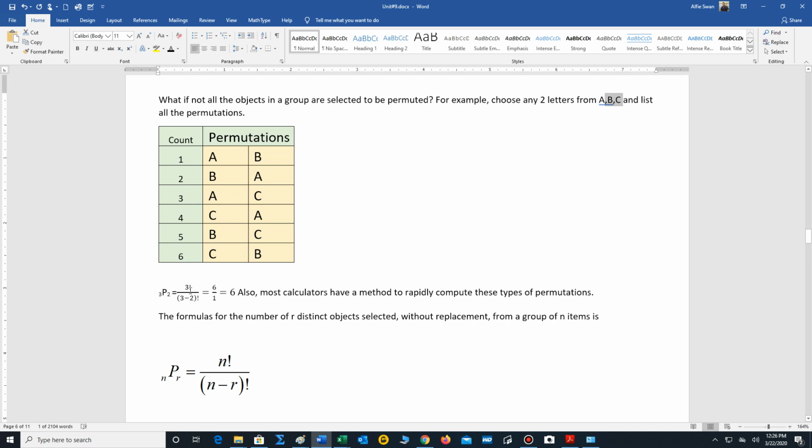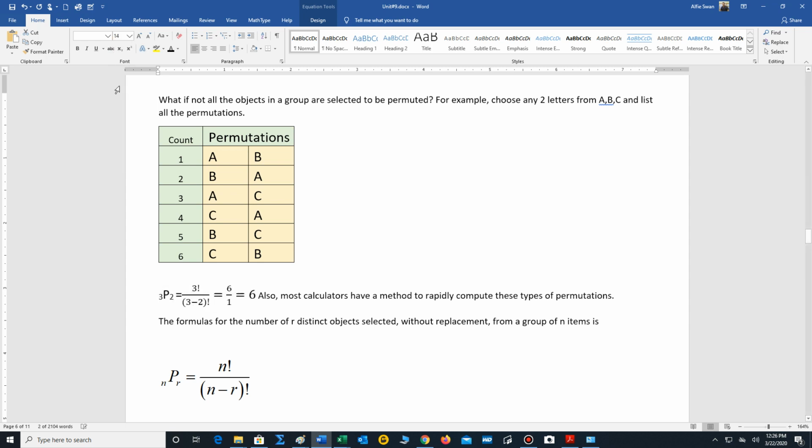So let's go through this with the formula that I've listed. Let me increase the size. N is 3. We have 3 letters. We're selecting 2 and finding all the permutations. Using the formula, we have 3 factorial in the numerator, and 3 minus 2 factorial in the denominator. 3 factorial is 6, 3 minus 2 is 1, and 1 factorial is 1. So we get an answer of 6. And over here we have all 6 listed out, so there's 6 permutations.